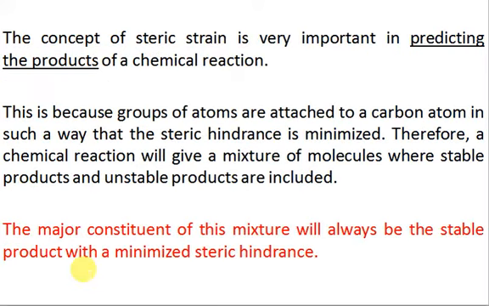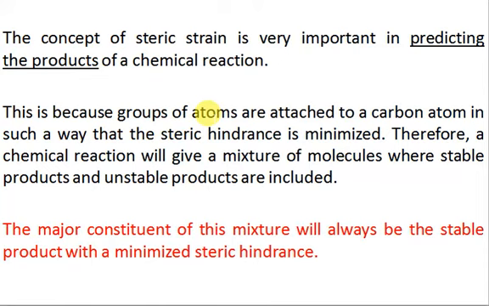Right, the concept of steric strain is very important in predicting the products of a chemical reaction. Why are we saying that? Because the group of atoms that are attached to a carbon are arranged in such a way that steric hindrance is minimized, right? So there must be less crowding so that atoms don't repel each other, right?